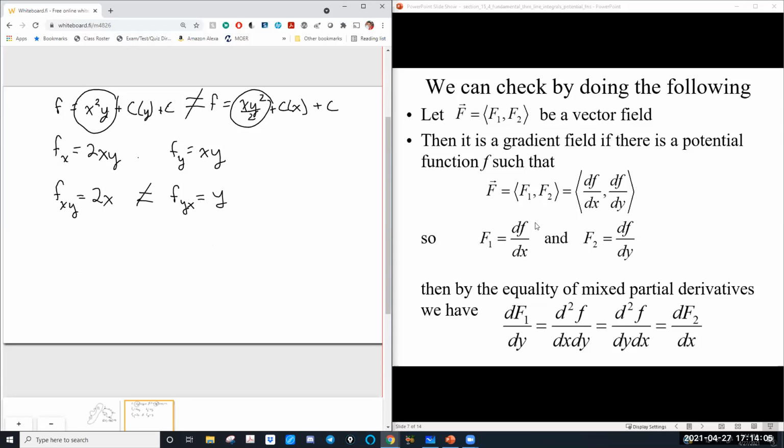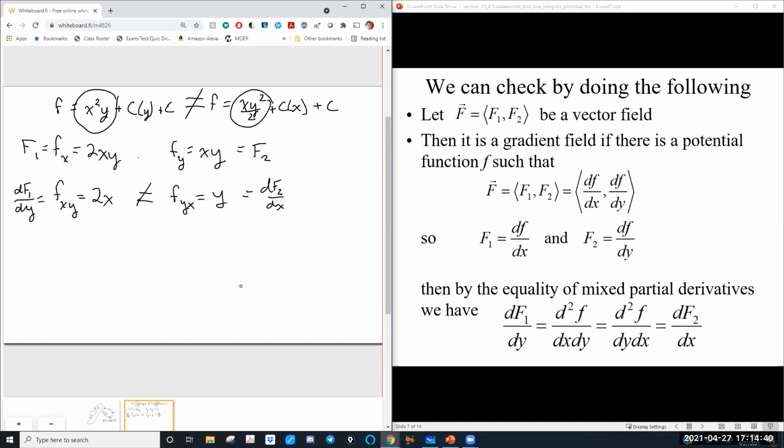Now, I want to match this up with the notation here. This would be f1. This would be f2 from the notation on the slide. And then what we're doing is the derivative of f1 with respect to y, that's what's making it a mixed partial, and the derivative of f2 with respect to x. Okay? Those are the mixed partials.